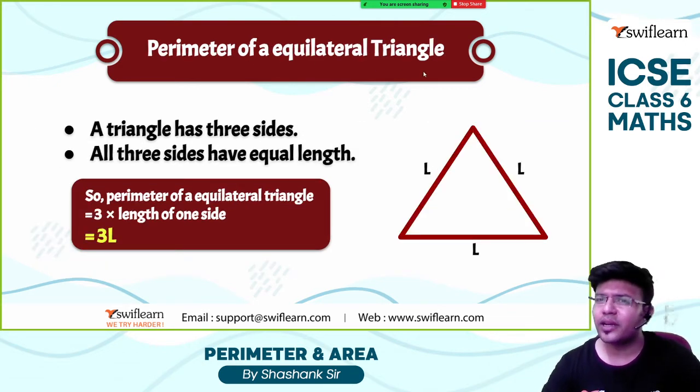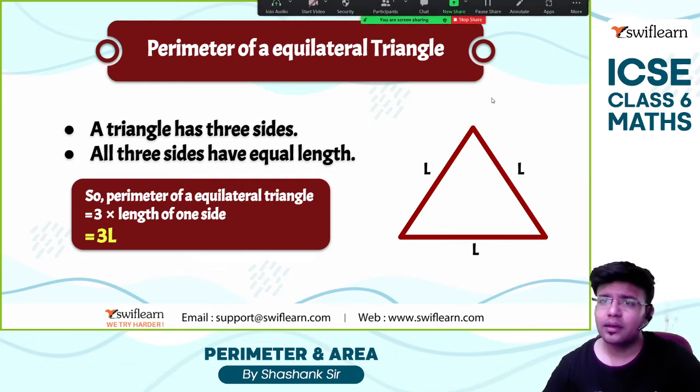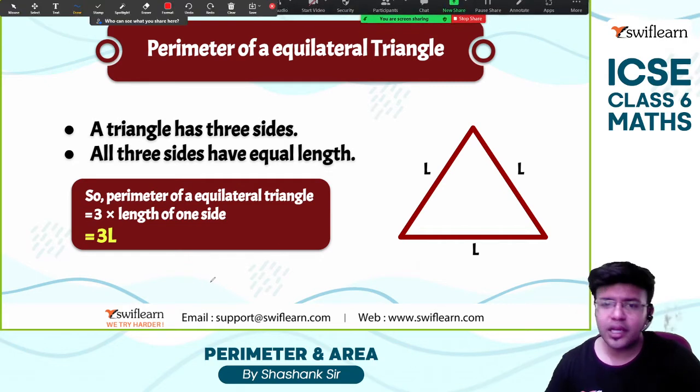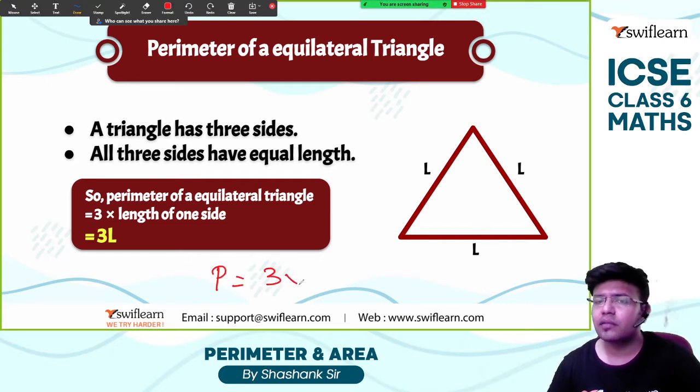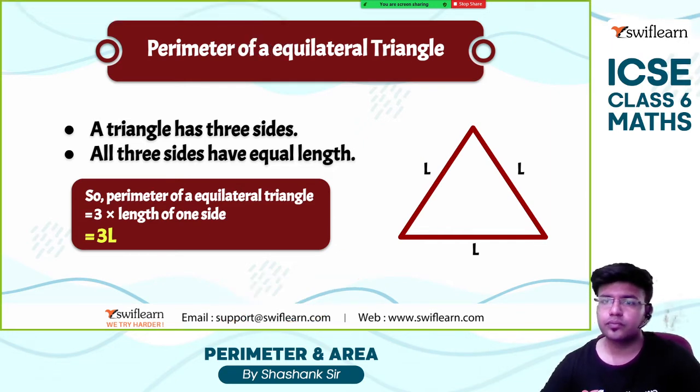Perimeter of an equilateral triangle. In an equilateral triangle, all the sides are the same. Let the side in this case be L. So the perimeter of the equilateral triangle is given by 3 times the side of the triangle. Each side is equal to L, so it is 3 times L. Perimeter is 3 times L.